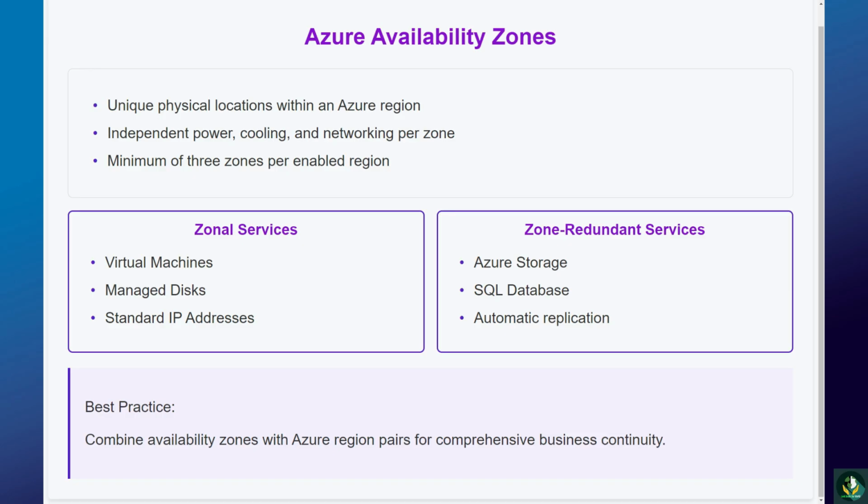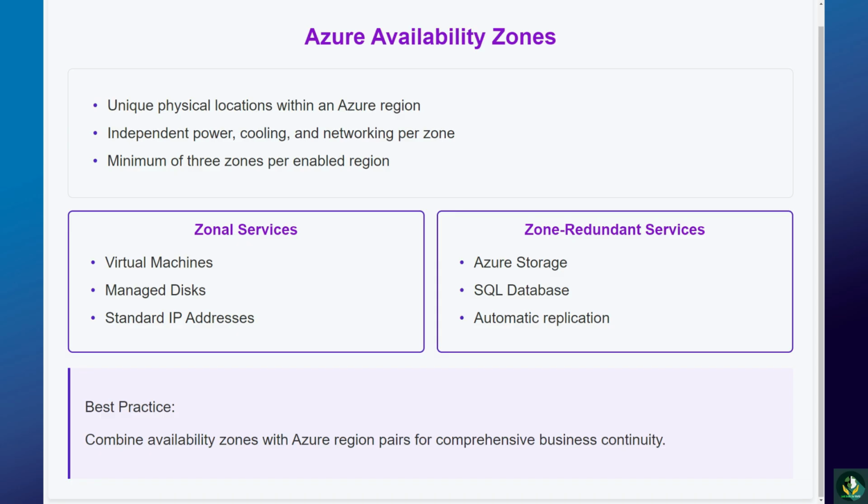A particularly powerful strategy is to combine availability zones with Azure region pairs. This approach provides protection against both data center failures through zones and regional disasters through region pairs. For instance, you might have primary deployment spread across 3 zones in your main region, secondary deployment in a paired region, also using zones' automated failover procedures between regions.